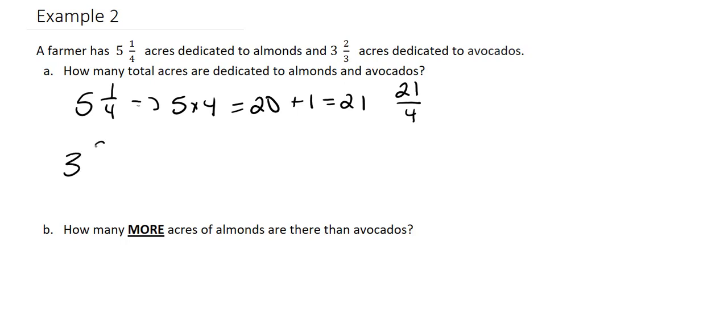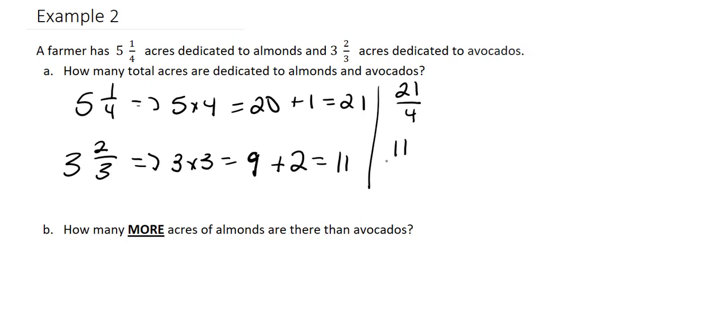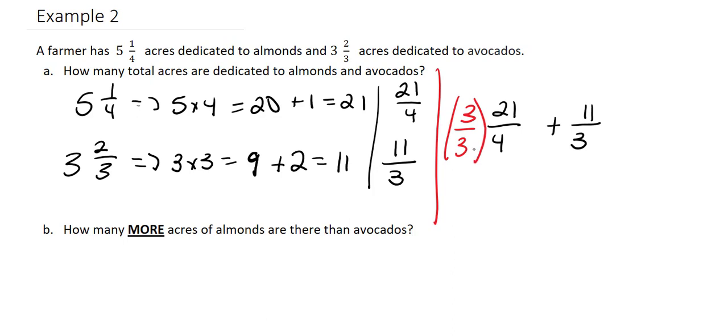Then we have 3 2/3. Well, 3 times 3, that's 9. Plus 2, so that's 11. So what do we get? Well, we get 11 over 3. So we're going to go ahead and add these two together. So we have 21 over 4 plus 11 over 3. So what we need to do is get to a common denominator. So we're just going to multiply each one by the other denominator. So 3 over 3 and 4 over 4.